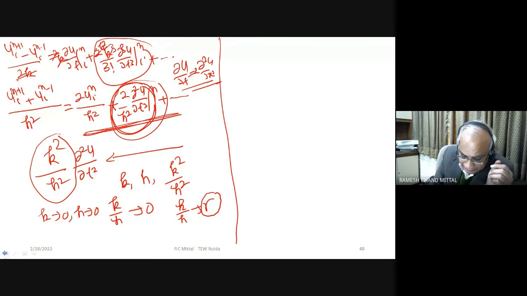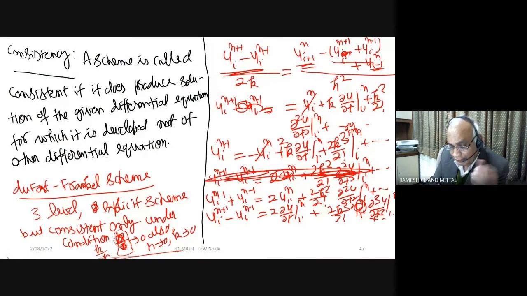And in that case, the Dufort-Frankel scheme is not consistent until your h tends to 0, k tends to 0, and your k by h also tends to 0. Then only it will be consistent. So consistency is a very important concept, which lets you answer the question of how you make sure that your difference scheme indeed produces the result of that differential equation and not any other differential equation. It can be done from the truncation error. When you discuss truncation error, you should be left with only your differential equation and other errors should go to 0.